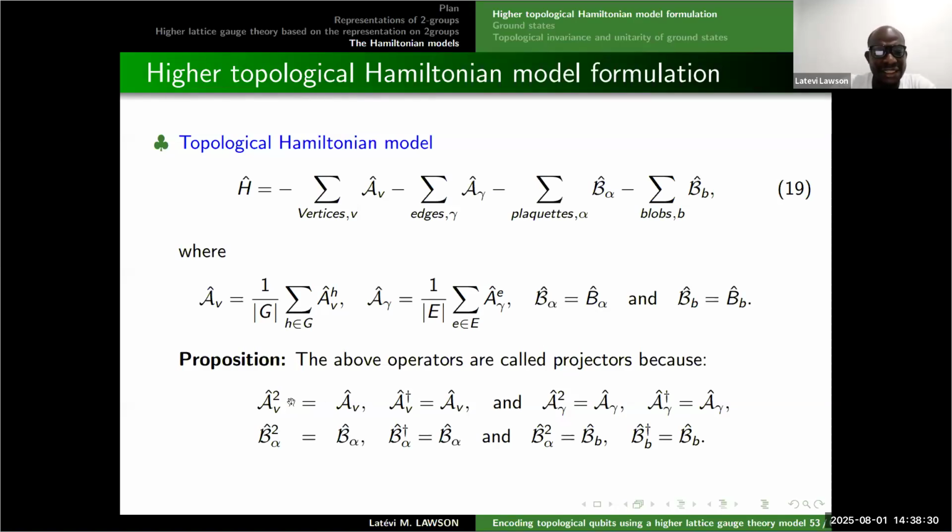It means that when I take the square of each of these operators, it is equal to itself. Now, if I take the conjugate transpose of this operator, it leaves it as itself. This is what we call a projector. The projector operator is very important in topology to define the invariance. So our model is defined by projector operators.